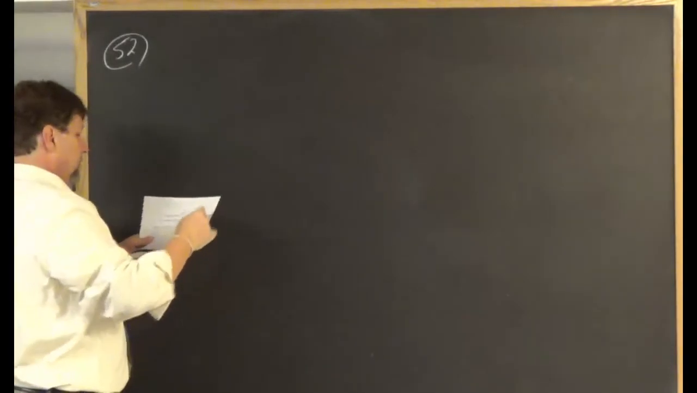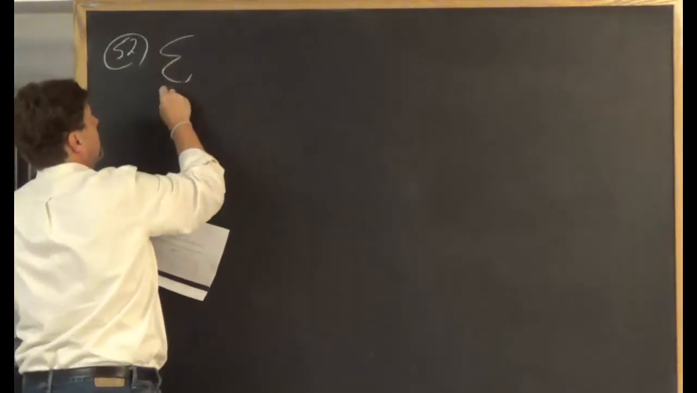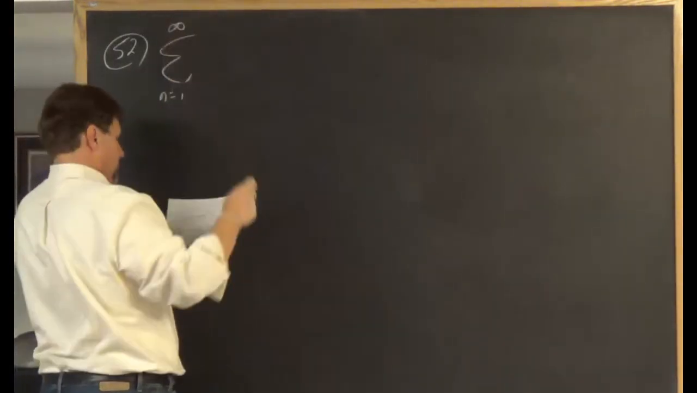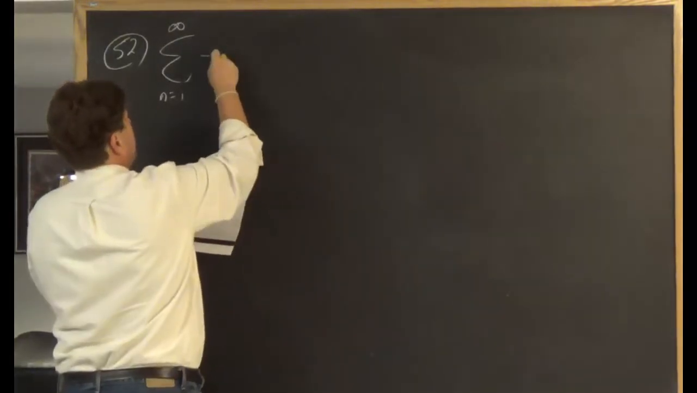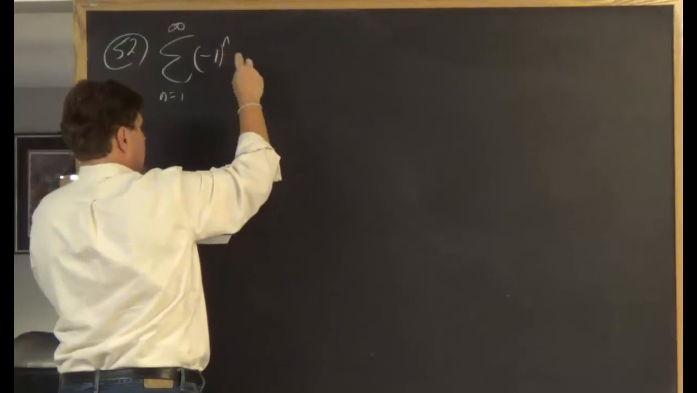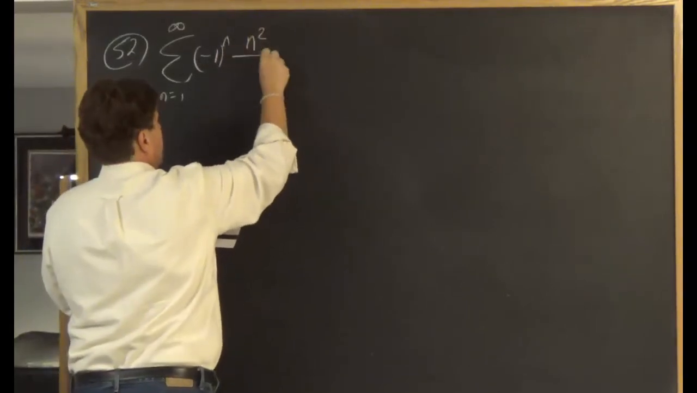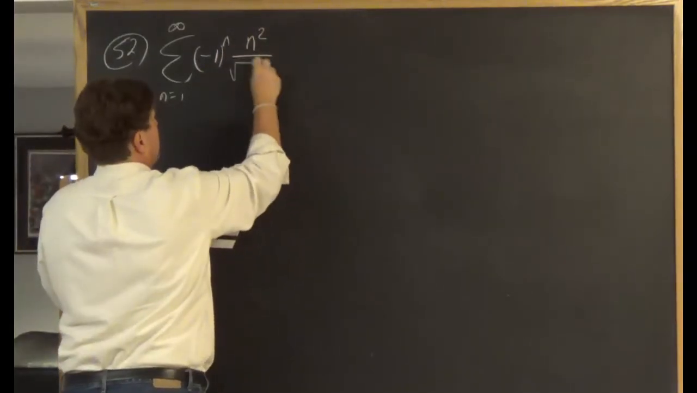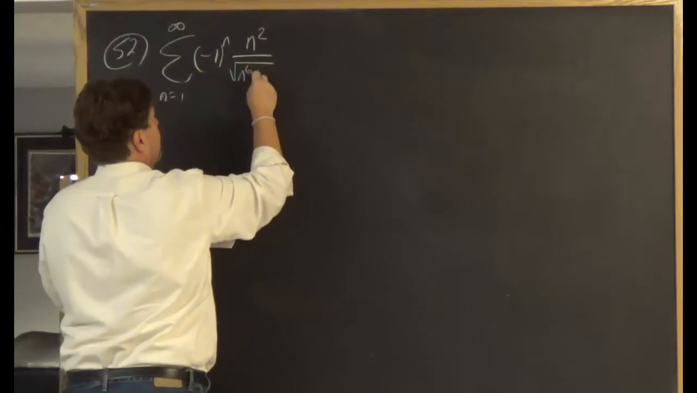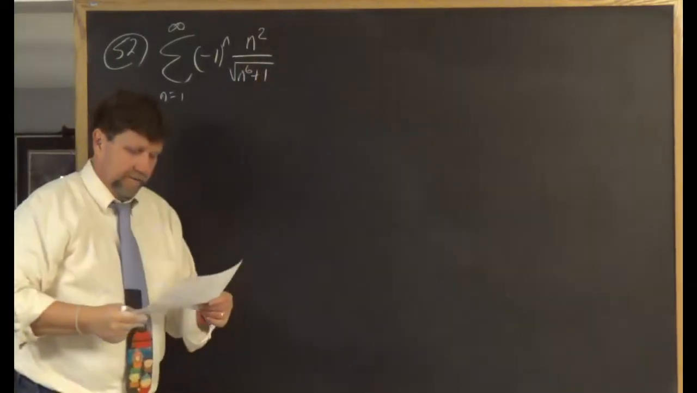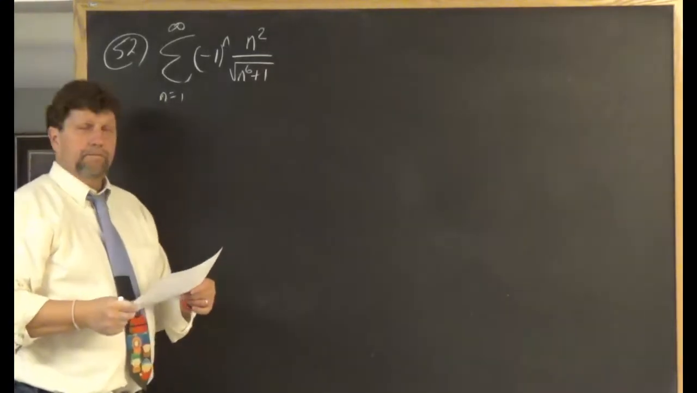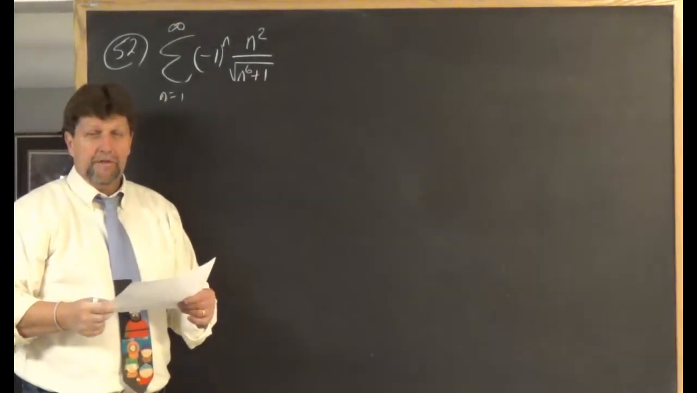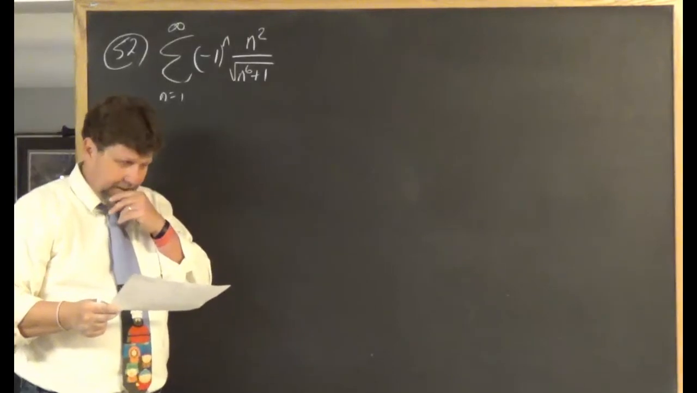So 52, you have the series n equals 1 to infinity, -1 to the n squared over the square root of n to the 6 plus 1. Okay, now this one looks a little different. It looks a little more challenging.